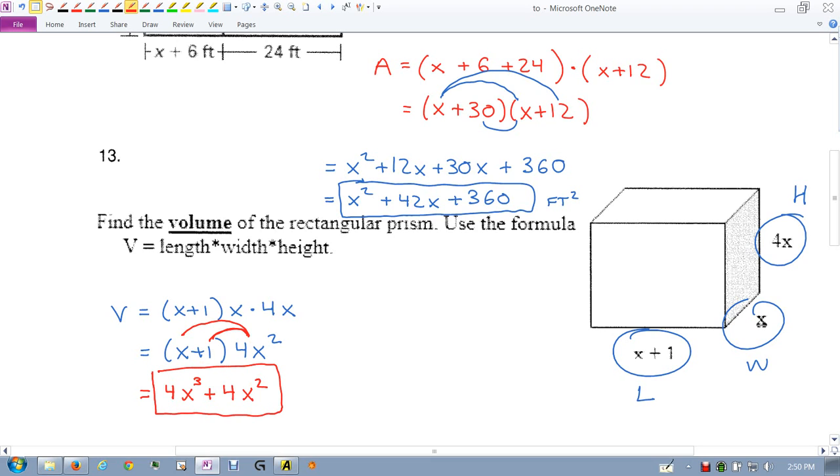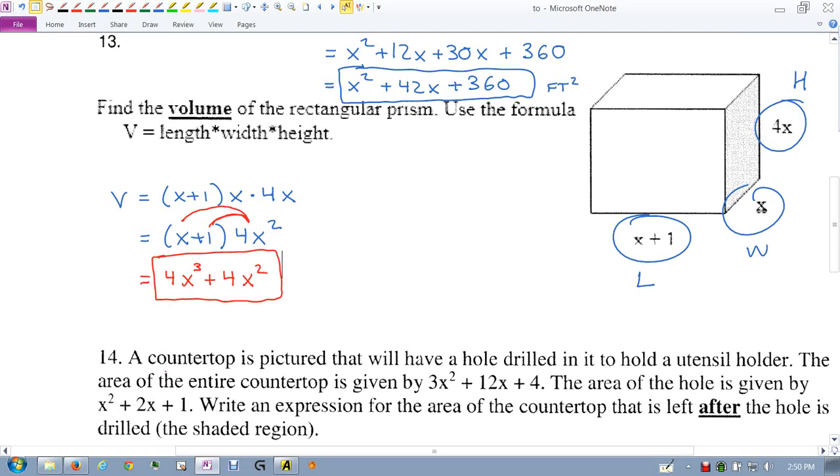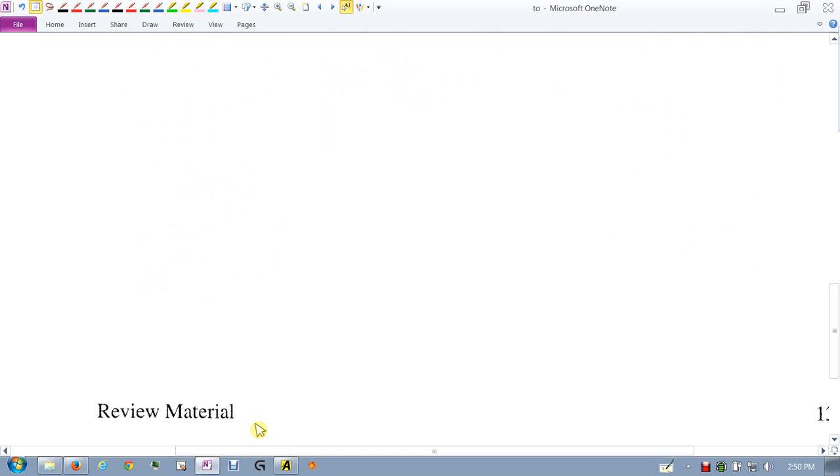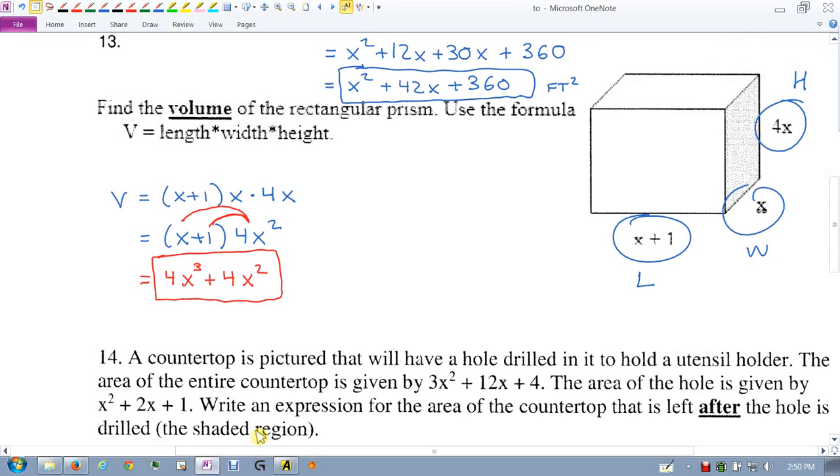We were not given any units here, right? No feet or anything. Let's say it was given in feet. What do you think our answer would be? Feet squared, feet cubed, cubic feet. I distributed the 4x squared first to the x, which made it a 4x cubed, but then 4x squared times 1, and then a plus between them. So anything times 1 is itself.